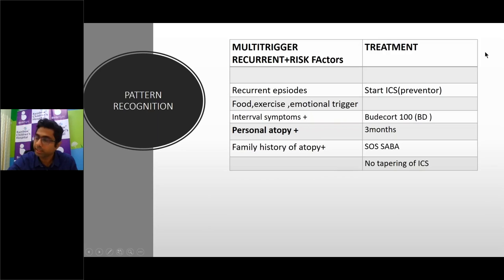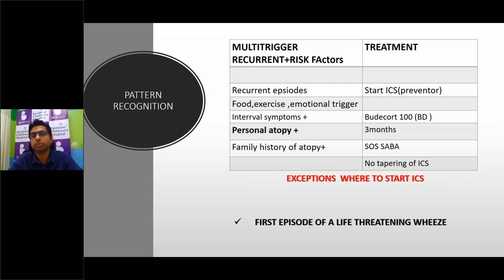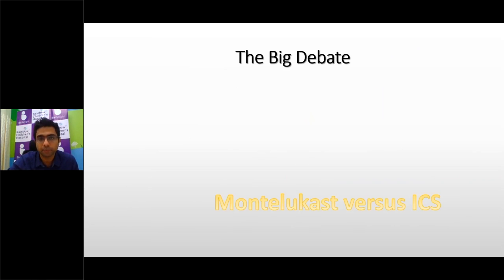Budicort is a commonly used Indian inhaled corticosteroid. Why I am using the Indian inhaled corticosteroid I will explain in the next few slides. You have to use it for 3 months with SOS SABA whenever required. No tapering of the inhaled corticosteroid is required for children less than 5 years of age. You can stop abruptly after 3 months. Exceptions, like I mentioned previously, are when the first episode itself, where symptoms are only for 1 month, has resulted in a life-threatening episode.